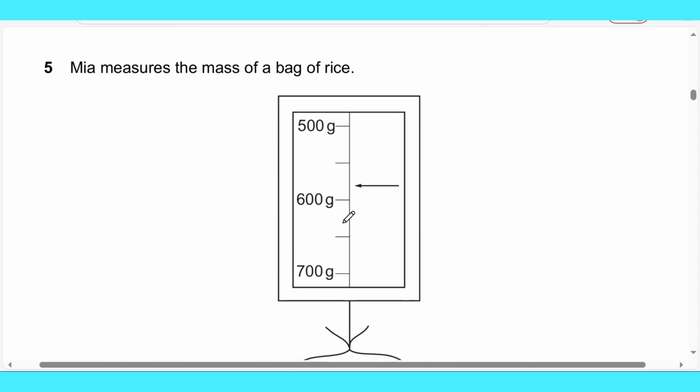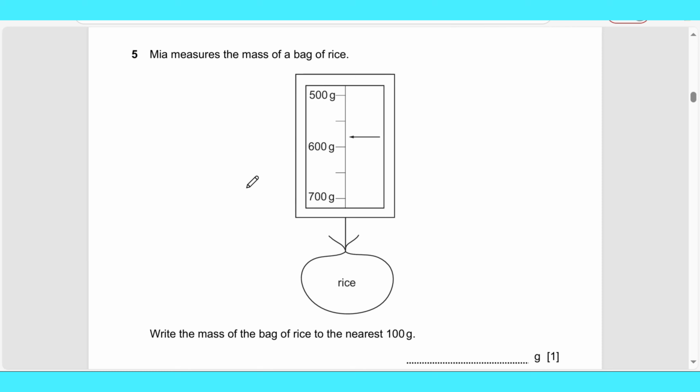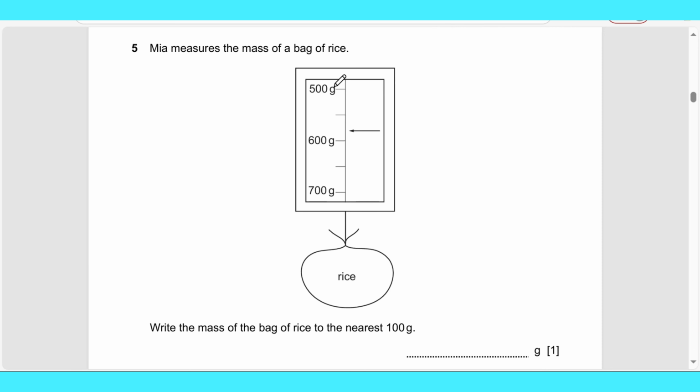Mia measured the bag of rice, and this is the scale. Now 500, 600, 700, and this is the rice. Write the mass of the bag of rice to the nearest 100. Okay, so the answer for this should be 600. Why? Because for the nearest 100, this is nearer to 600 compared to 500, so that's why we choose 600. Let's move on.